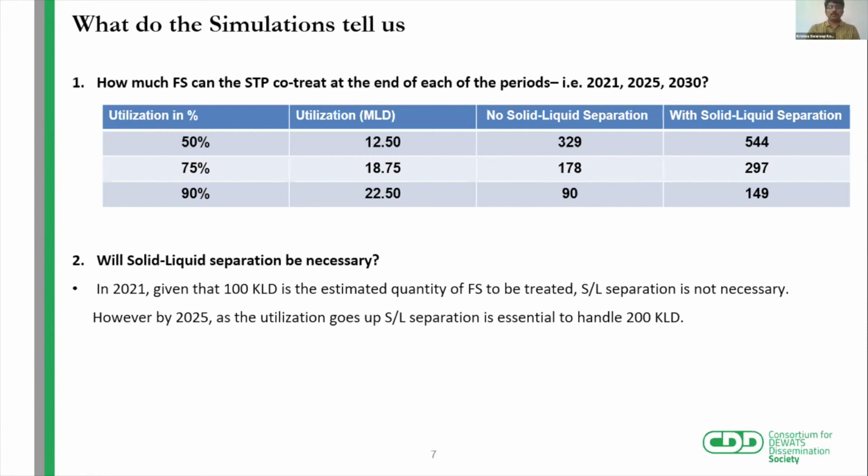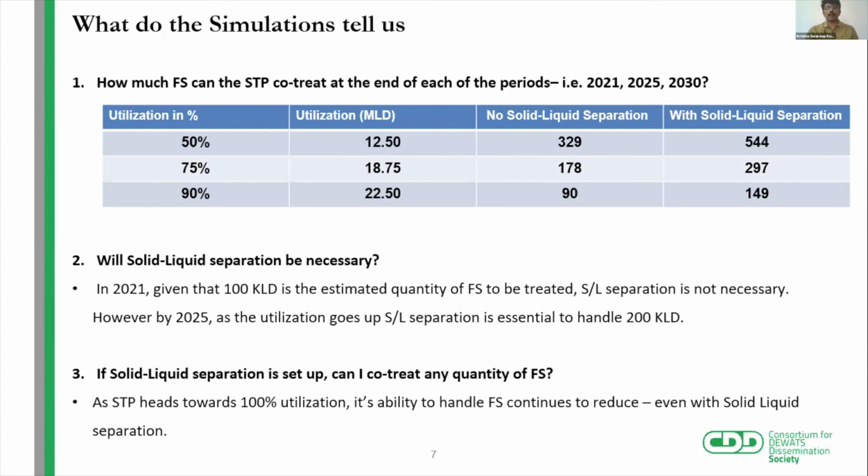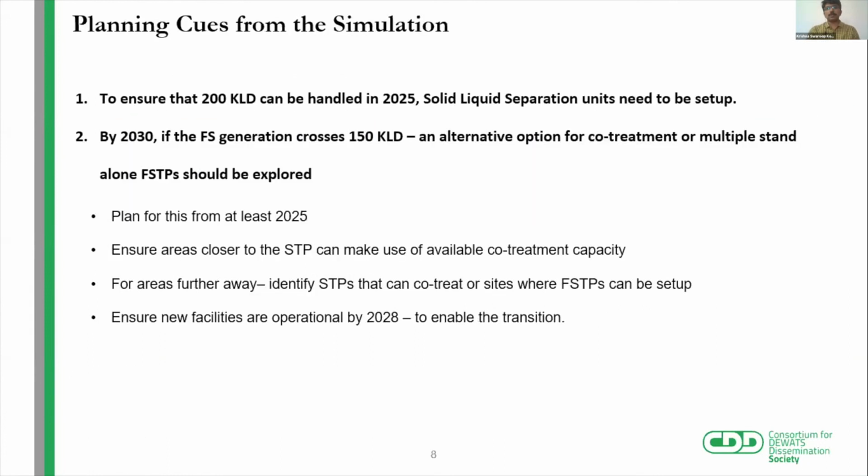However, by 2025, as the utilization goes up, solid liquid separation is essential to handle 200 KLD. And also, if solid liquid separation is set up, can I co-treat any quantity of FS? The answer is no. As the STP heads towards 100% utilization, in this case 90%, its ability to handle FS continues to reduce even with solid liquid separation. So we need to look at other options.